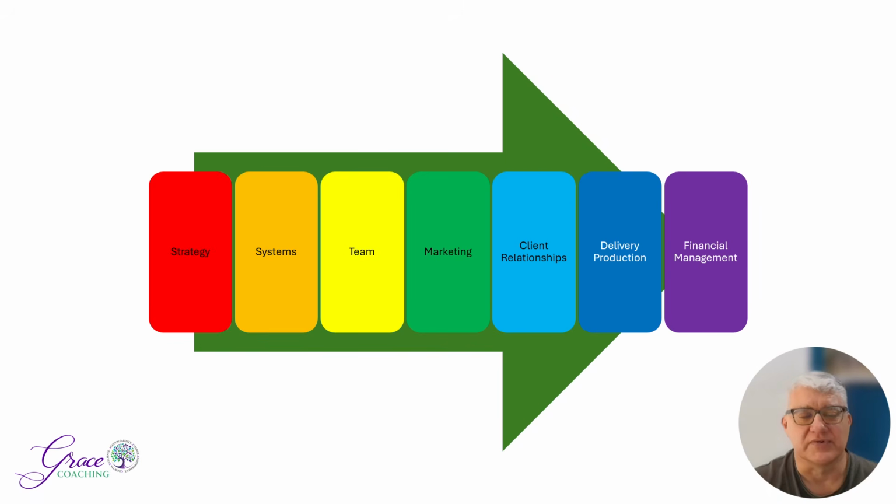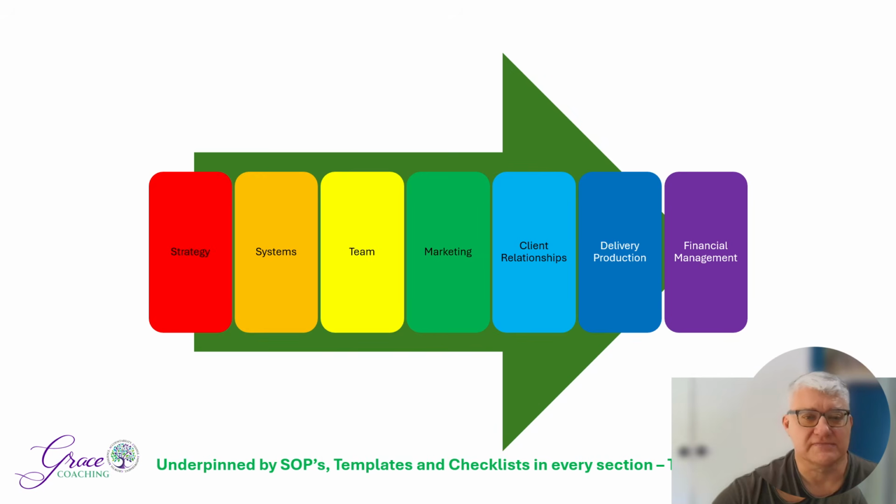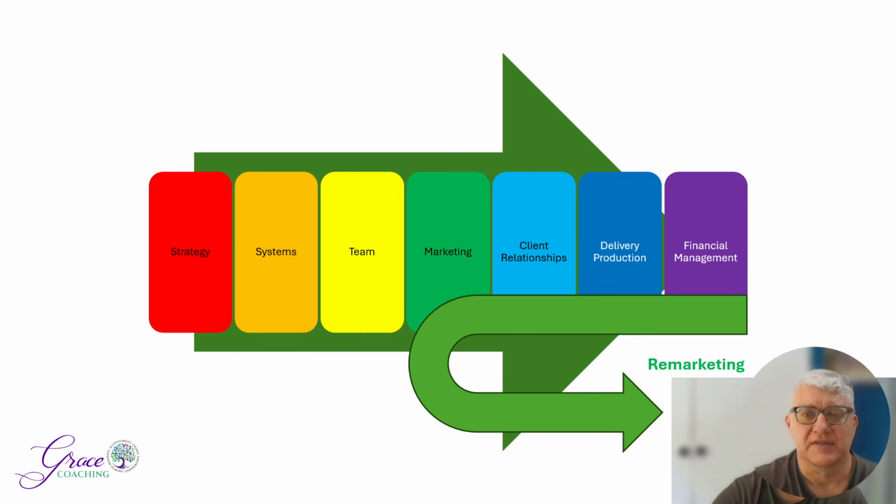And so once we move through the product, once you've dealt and provided a product to this client, this is all underpinned by the standard operating procedures, templates, and checklists. But basically, you remarket back to that same client, or you ask them for referrals. Basically, you're building that relationship with them again.